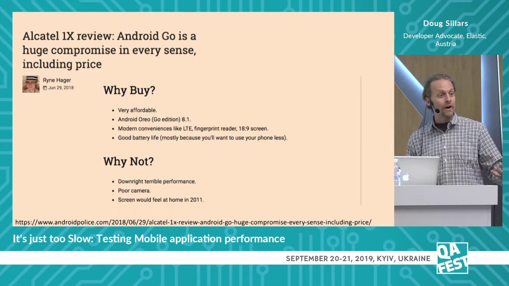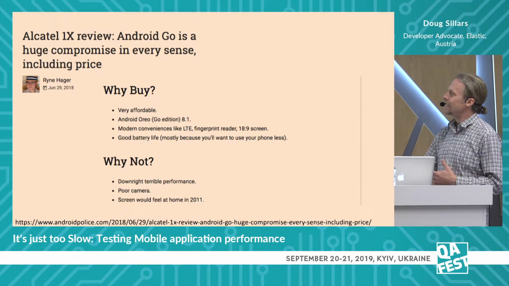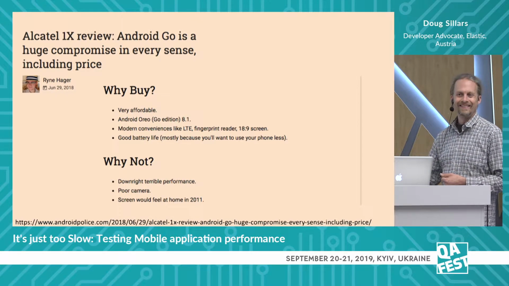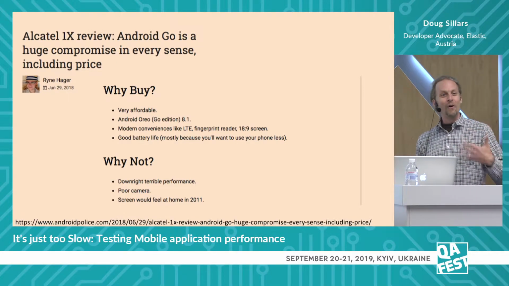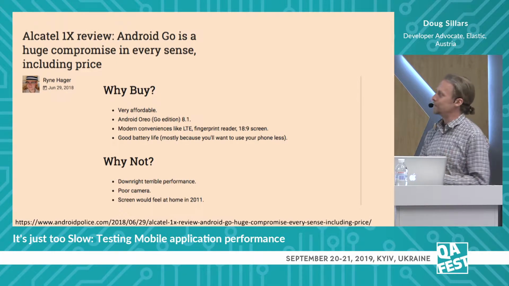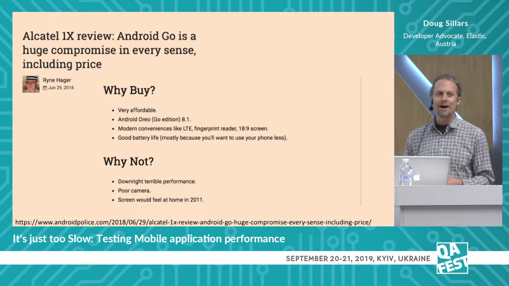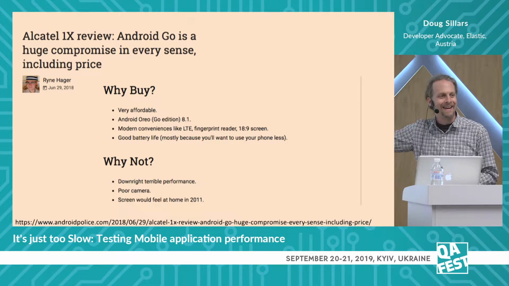And when you apply for a job, they always say you should turn one of your weaknesses into a strength? This review has that. It has great battery life because you want to use your phone less, right? These phones are so awful, but they're so cheap. Terrible performance, poor camera, screen would feel at home in 2011. You can buy these today.